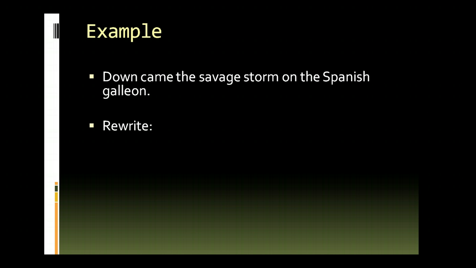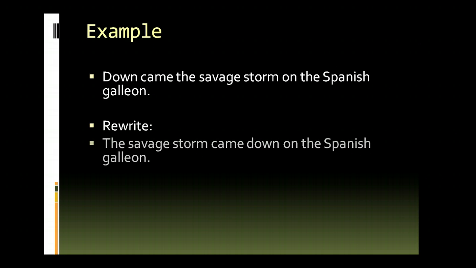So the verb is first. Down is not the name of a person or place. It's an adverb. It's a describing word. It describes how it came or where it came. So the question is, what came down? The savage storm came down. On what? On the Spanish galleon. So the sentence literally reads, the savage storm came down on the Spanish galleon.